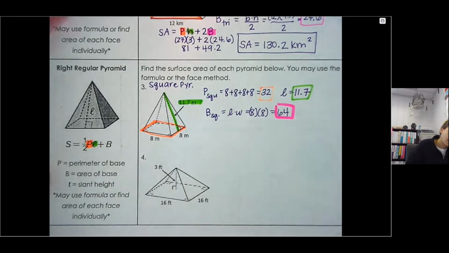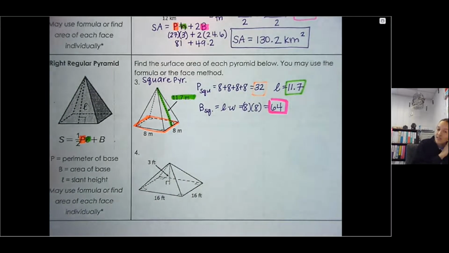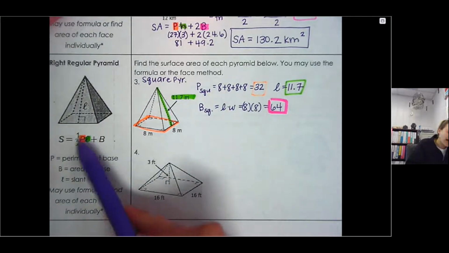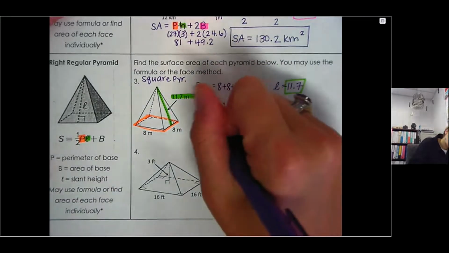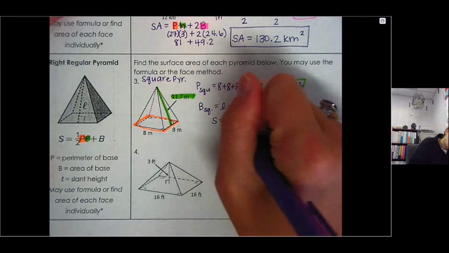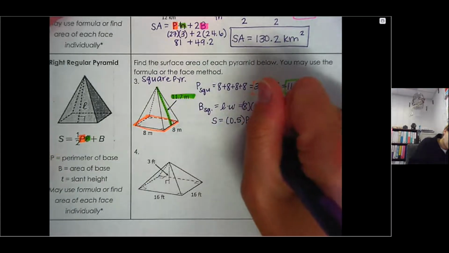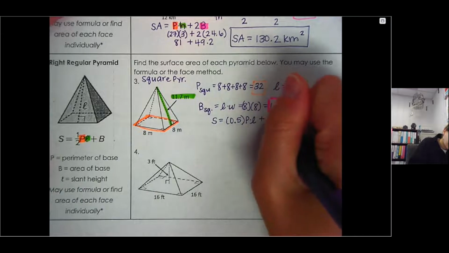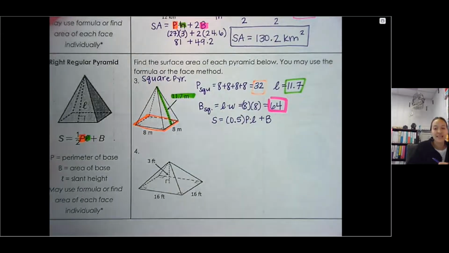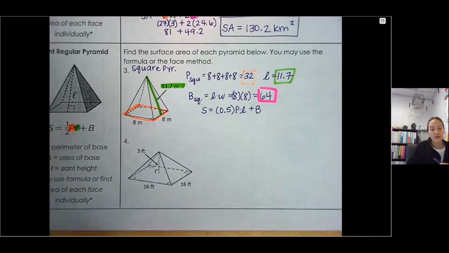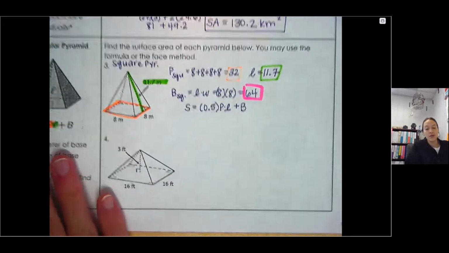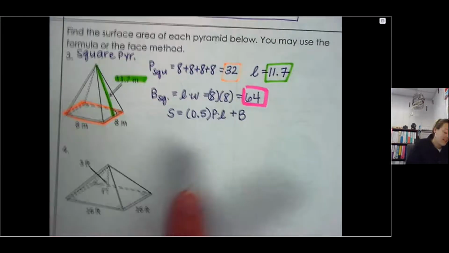Now, with all that information, finally, let's plug it into the formula. Instead of putting it as 1/2, I like to put it as a decimal. I think it's just easier that way. So I like to write it as 0.5, a half times P times L plus big B. I like to write it like that and then plug in from there. It's the same thing. I think this is easier.